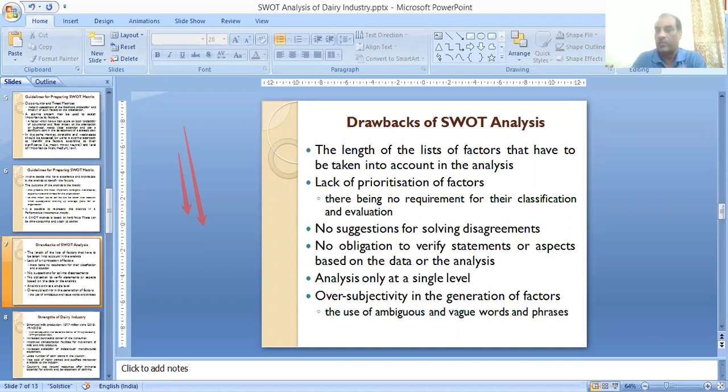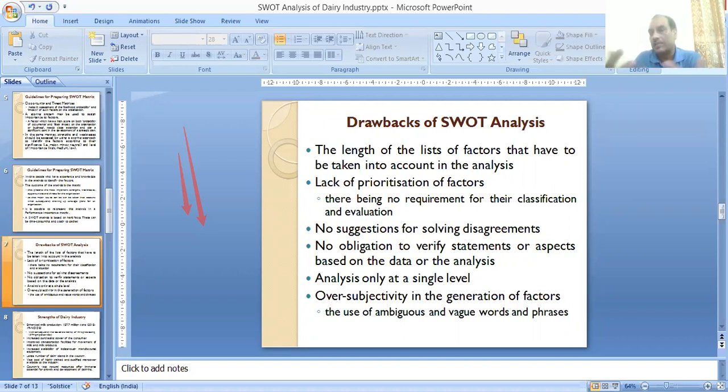And lack of priorities of factors. So when we go for collecting information about the strengths, weaknesses, everything, sometimes it becomes very subjective, based on the experiences of the people. They say, no, this is important, others will say this is important. So this is another drawback, that it is very difficult to prioritize those factors, although we can use some scores as we have discussed, and based on that we can prioritize those factors. So no suggestions for solving disagreements.